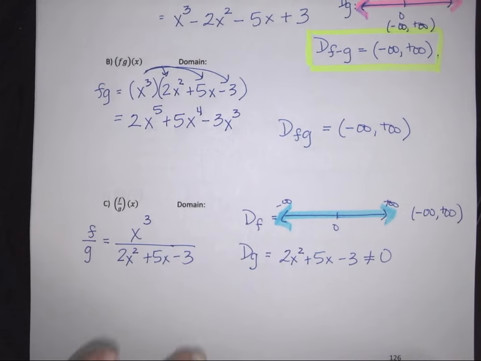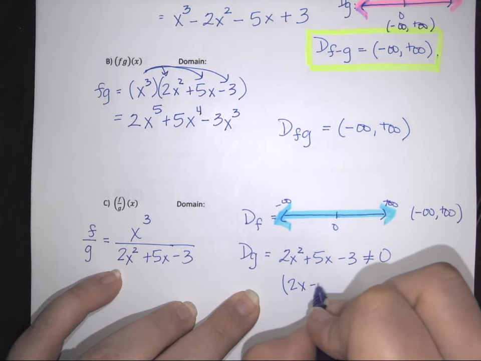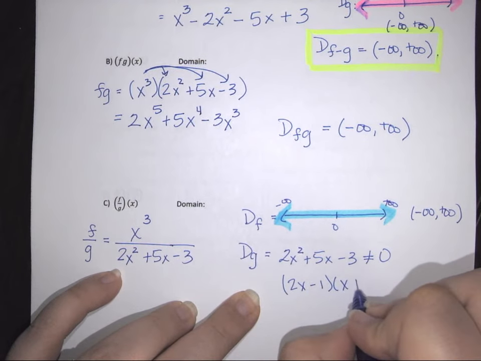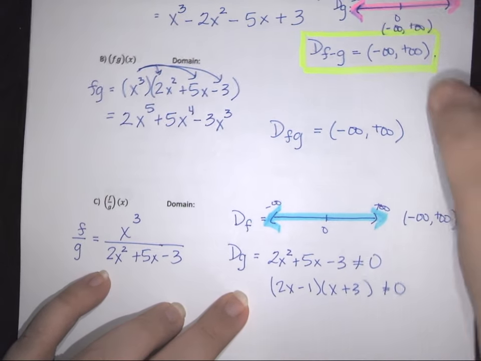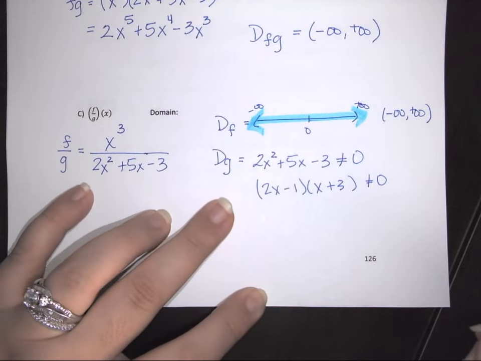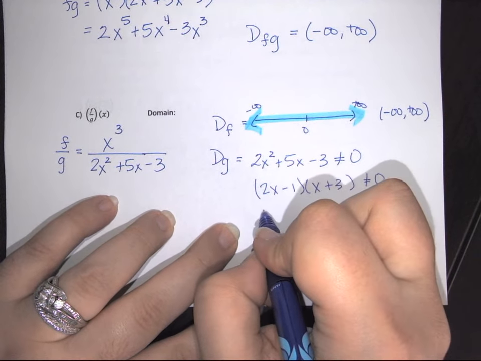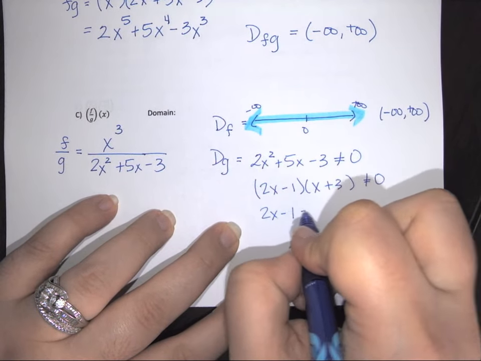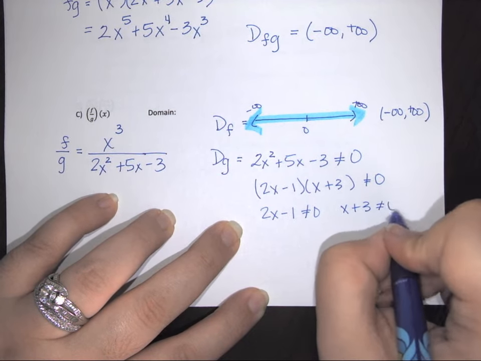So if we come back over here, what do we know? Well, we know 2x minus 1 and x plus 3 cannot be 0. So we have to set both pieces not equal to 0. I've got 2x minus 1 can't be 0, and x plus 3 can't be 0.